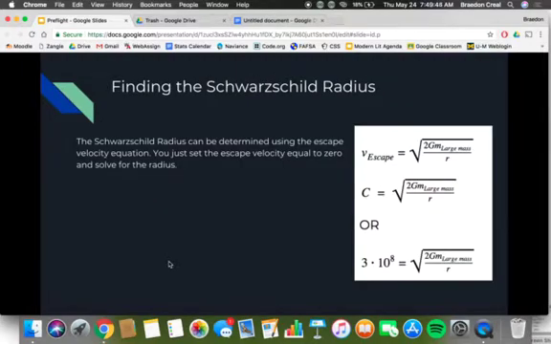The Schwarzschild radius can be determined using the escape velocity equation. You set the escape velocity equal to the speed of light and solve for r.